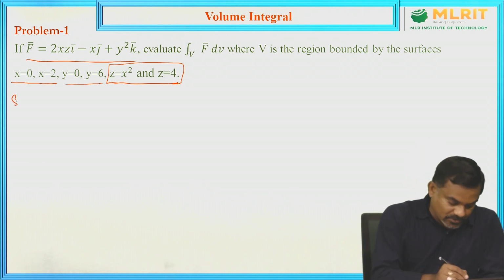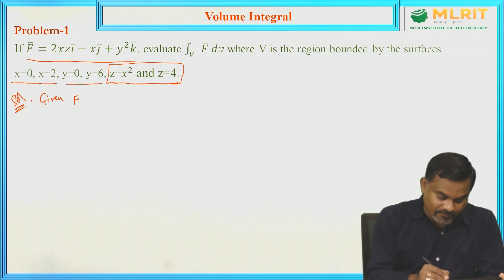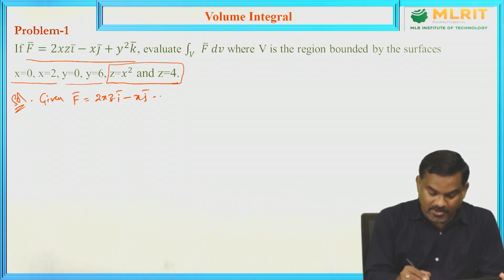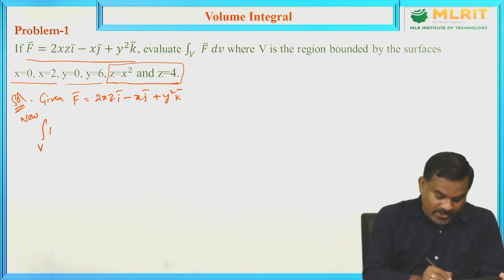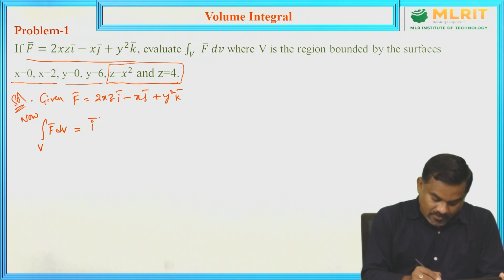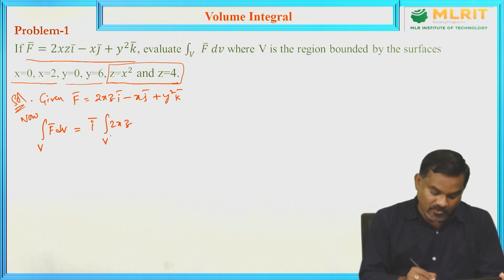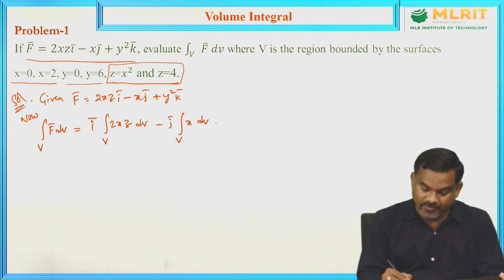Therefore, the given f bar is 2xz i bar minus x j bar plus y square k bar. Now volume integral f bar dv means the volume integral of each component: i bar into the volume integral of 2xz dv, minus j bar into the volume integral of x dv, plus k bar into the volume integral of y square dv.